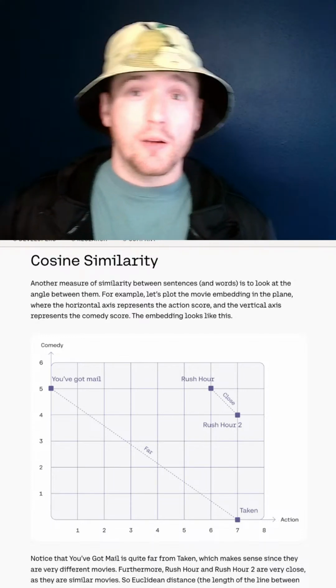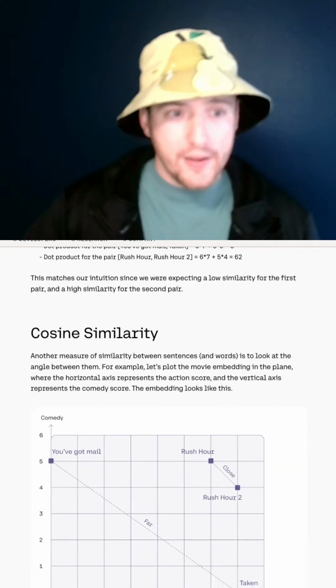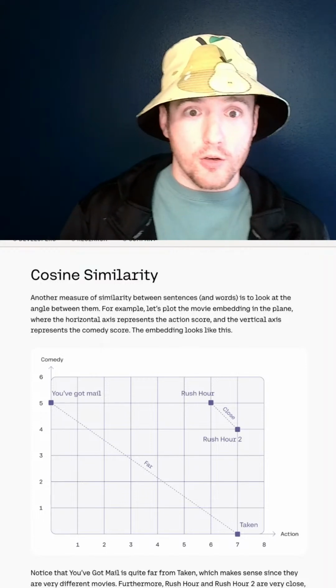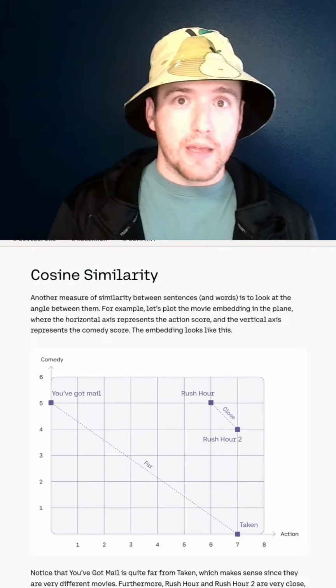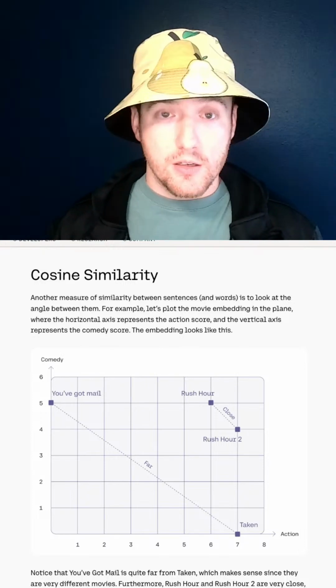Cosine similarity. So we had dot similarity, now we've got cosine similarity. Okay? Cosine similarity is another measure of similarity between sentences and words. It is to look at the angle between them. Break out your sine, cosine, tangent, cosine similarity. See, it's coming together, right?